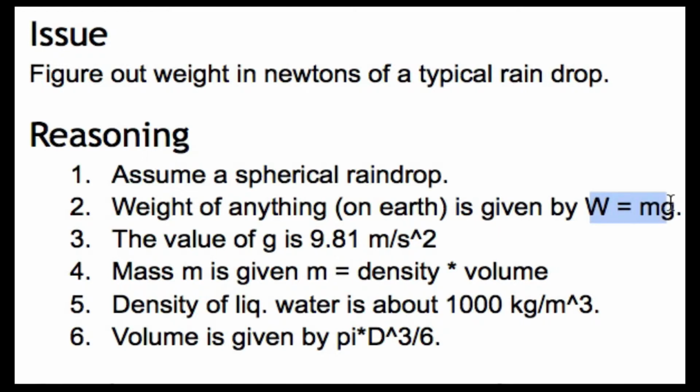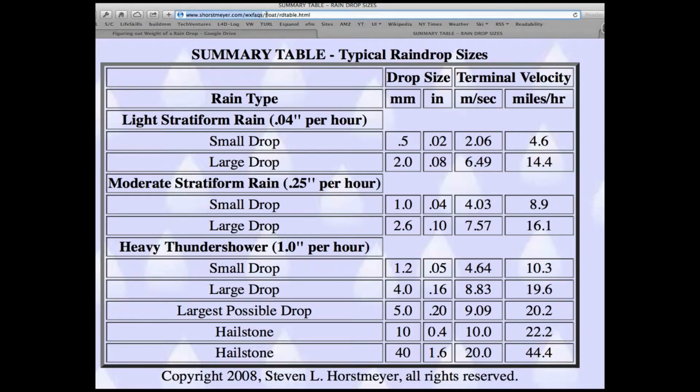Okay, so I want to calculate this. I've got an equation for mass, I've got g, and in my equation for volume to calculate mass, I don't know a diameter of a raindrop. So I went online to this website and I found this summary table. And this gives various types of raindrops. And I can see the drop size varies from 0.5 millimeters up to a largest possible drop size of 5 mm. So I'm going to assume a drop size of about 2 mm as typical.